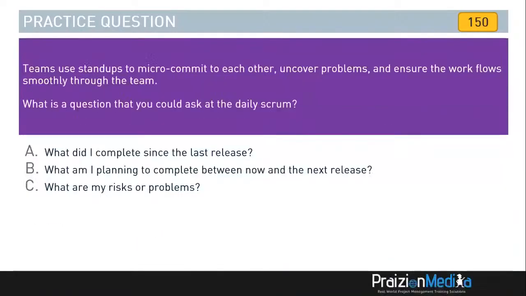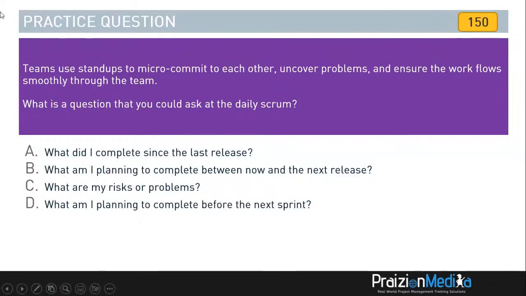Next question. Teams use stand-ups to micro-commit to each other, uncover problems, and ensure the work flows smoothly through the team. What is a question that you could ask at the daily scrum? Is it A, what did I complete since the last release? B, what I am planning to complete between now and the next release? C, what are my risks or problems? Or D, what am I planning to complete before the next sprint? I'll give you some time to think about it.